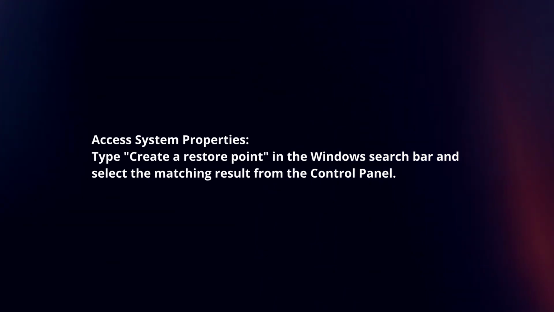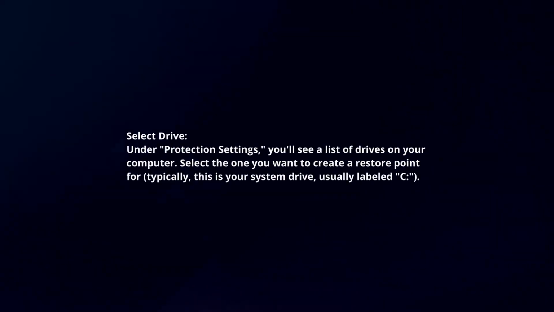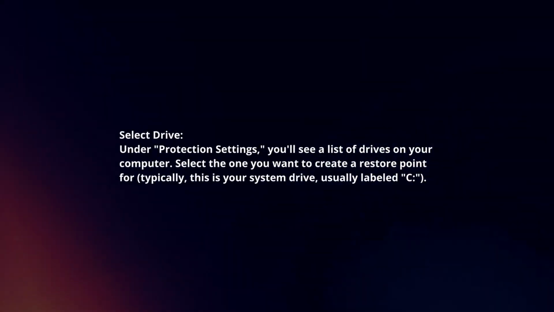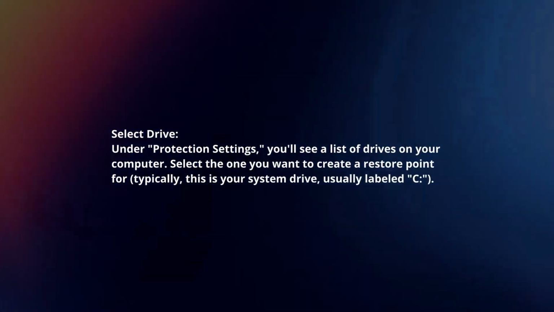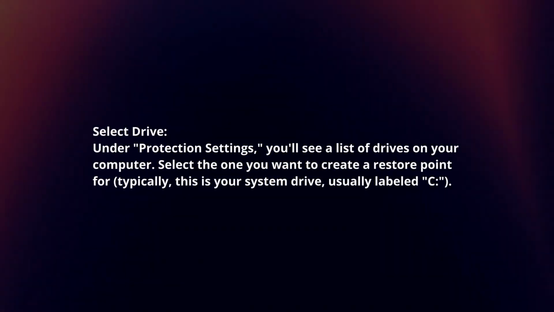Control Panel. System Properties. In the System Properties window, go to the System Protection tab. Select Drive. Under Protection Settings, you will see a list of drives on your computer. Select the one you want to create a restore point for.